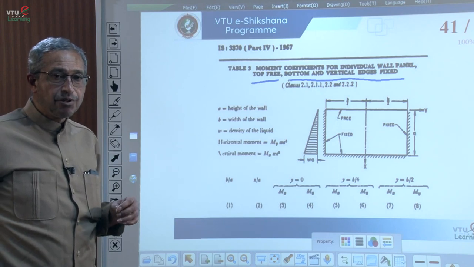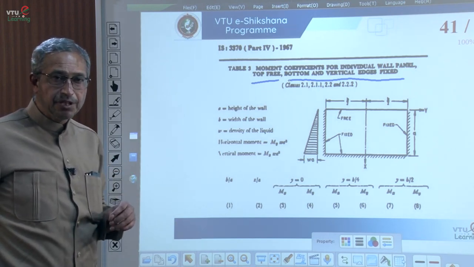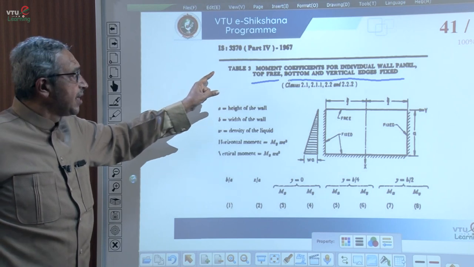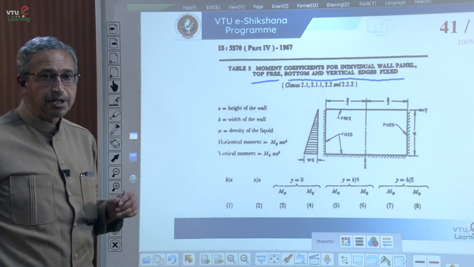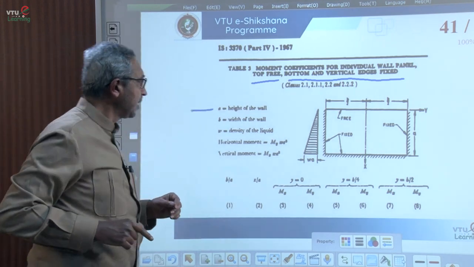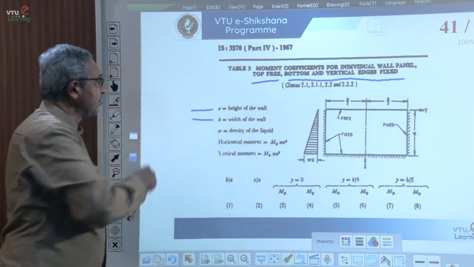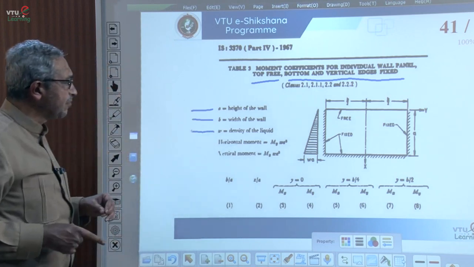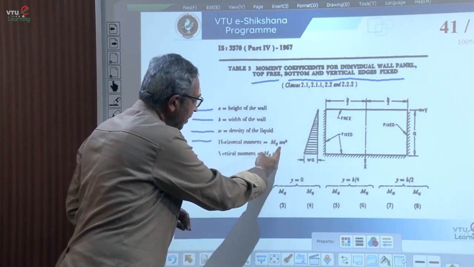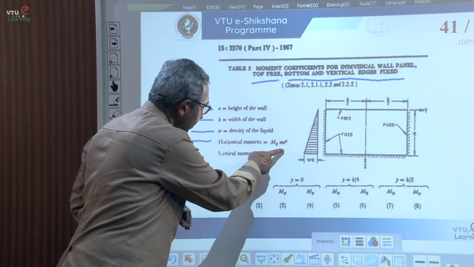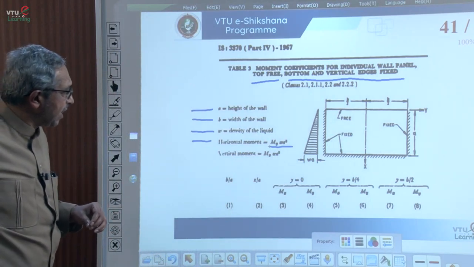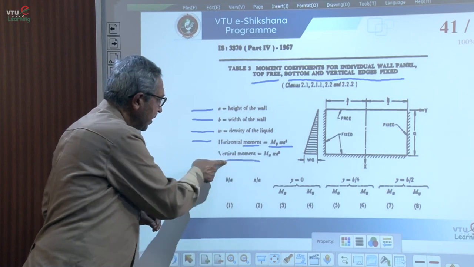Invariably we have to see the requirement as per the problem. As per the problem, you need to select the table. So in this present case, table 3 is the one which suits our problem requirement. A is the total height of the tank and B is the width of the wall. W is the density of the liquid, or specific weight of water, and the horizontal moment is calculated by the expression M equals coefficient times w times a cubed. Next is calculation of horizontal moment and calculation of vertical moment.